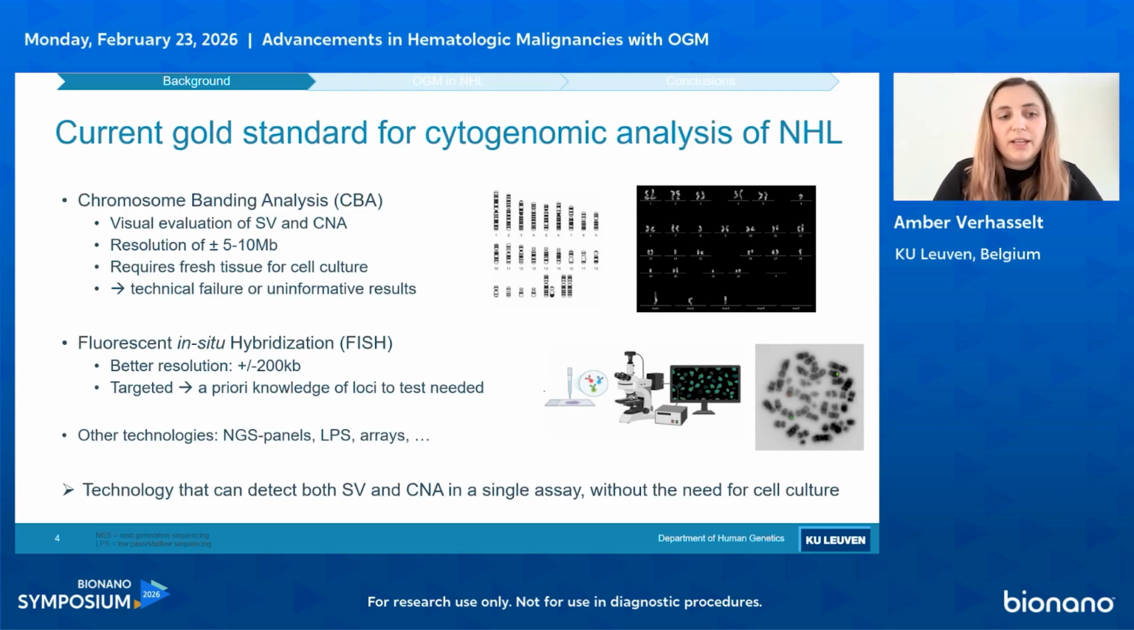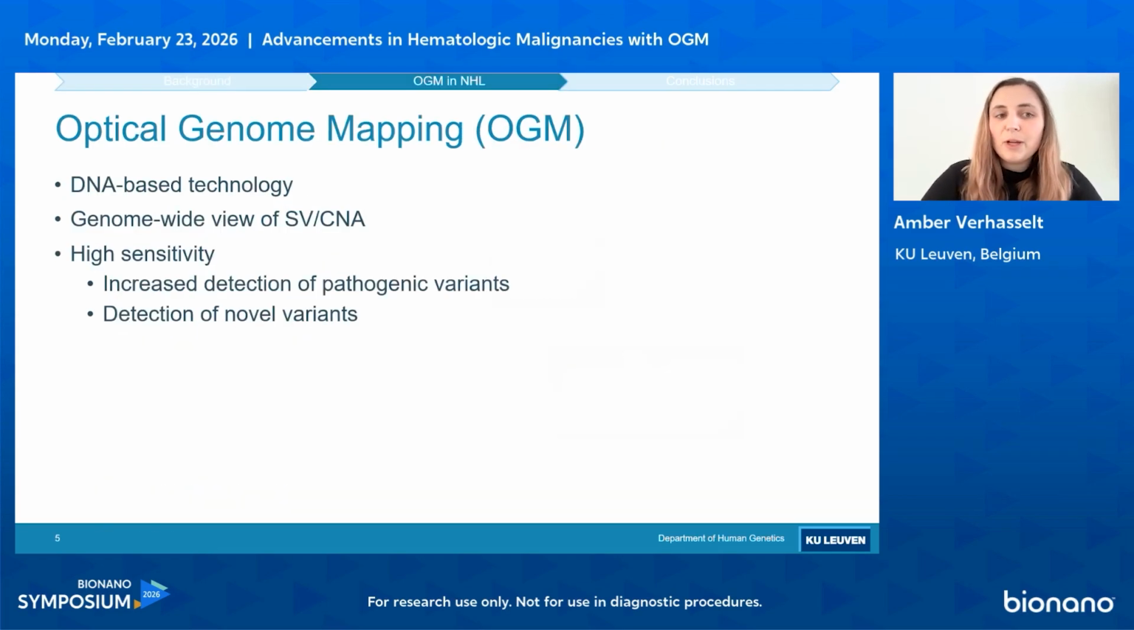So that's why we went looking for a technology that can detect both structural variants and copy number alterations in one single assay without needing a cell culture. And that's where optical genome mapping comes in. As you know, this is a DNA-based technology that gives us a genome-wide view of structural variants and copy number alterations. Because of its high sensitivity, we get an increased detection of pathogenic variants, but we can also detect novel variants that we didn't know were present before. And because it is DNA-based, it also allows us to rescue cases where CBA fails.